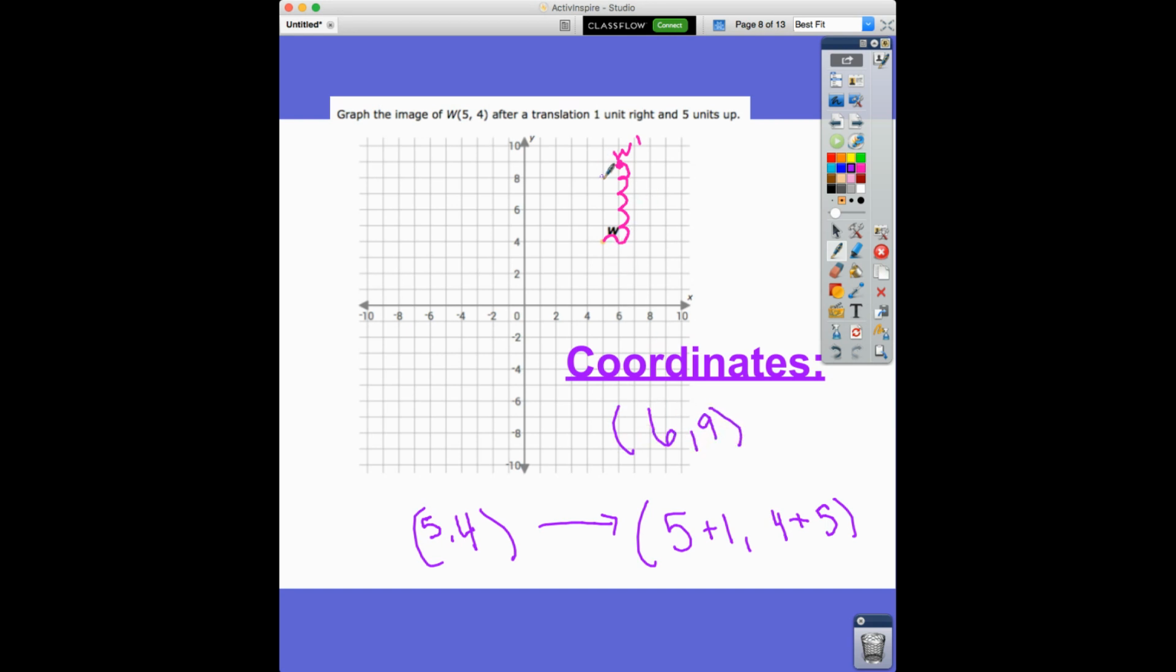If you did it this way using the graph, we can check ourselves. We are at 6, and then we are at 1, 2, 3, 4, 5, 6, 7, 8, and 9. Both ways we are getting the same exact answer. Keeping in mind that when we did it in our notes, we wrote it in the symbolic representation, whereas this just wants the final coordinates. Where are the new coordinates for W prime?